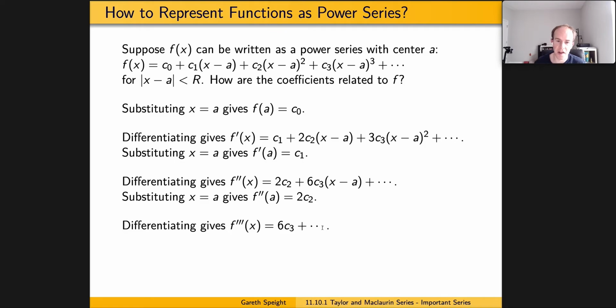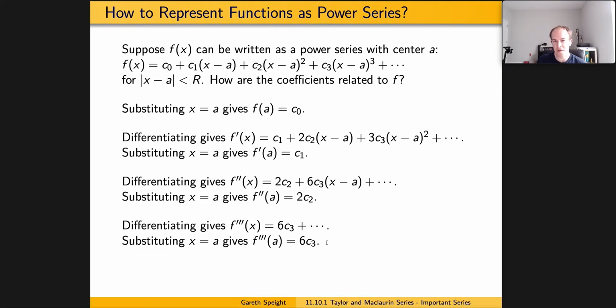Okay, we differentiate one more time. 2c2 is a constant, it goes to 0. We get 6c3 times 1, so we're just left with 6c3. And then we have a bunch of terms including x minus a. We plug in x equals a, we get the third derivative at a is equal to 6c3. Or we could divide both sides by 6. We get c3 is equal to 1 over 6 times the third derivative at a.